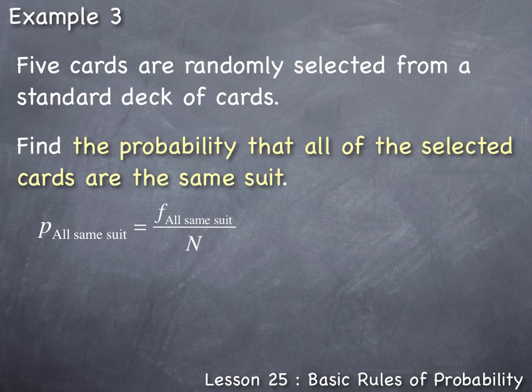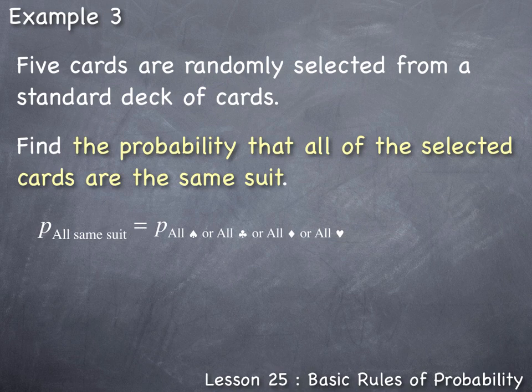In this case, the way that all the 5 cards selected are the same suit is either if all 5 cards are spades, or all 5 cards are clubs, or all the 5 cards are diamonds, or all the 5 cards are hearts. Here, we're going to be using the OR basic rule of probability, which requires us to add the corresponding probabilities for each of the statements of OR.